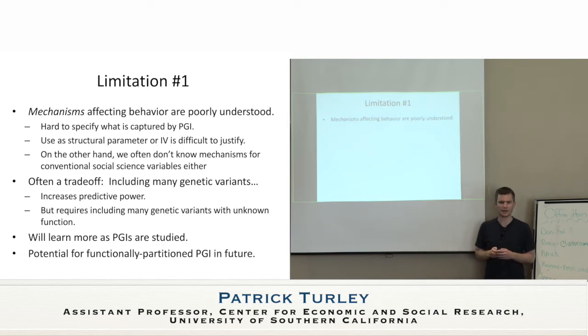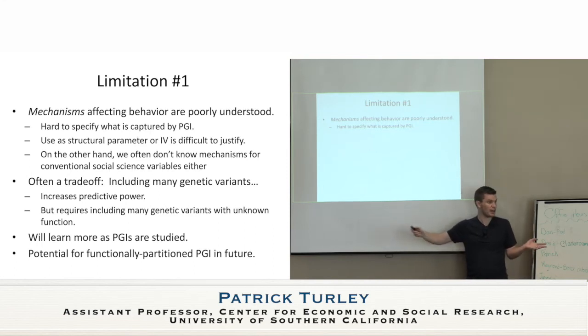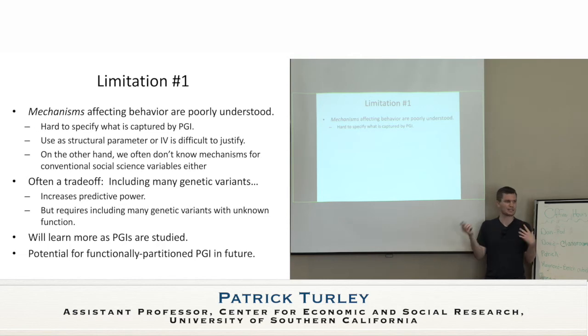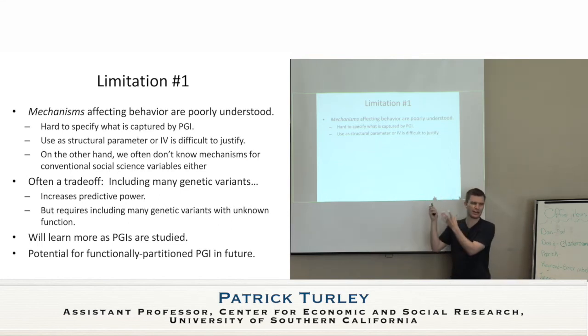So one of the, I was talking to Ramona about this, I think. So one of the tricky things about PGIs is that the mechanisms of the PGIs, we don't really understand very well, right? These PGIs use every SNP in the genome. And so, if we find that a PGI is associated with some outcome, what does that mean? And so if you want to use a PGI as a structural parameter or as an IV, these kinds of methods generally require us to have a bit more of a handle on how these variables are operating.